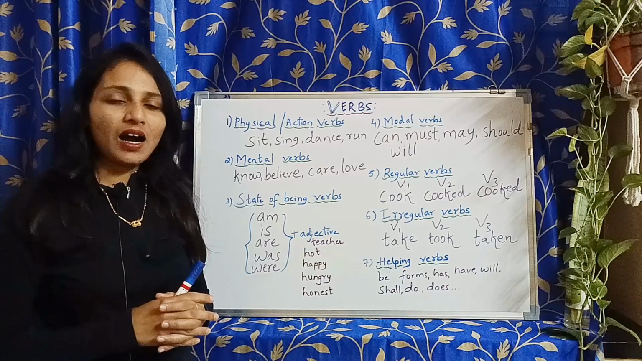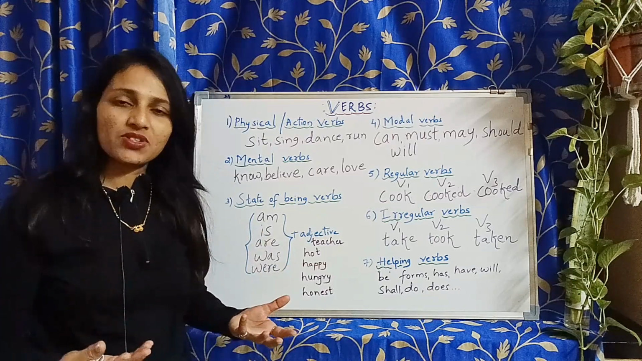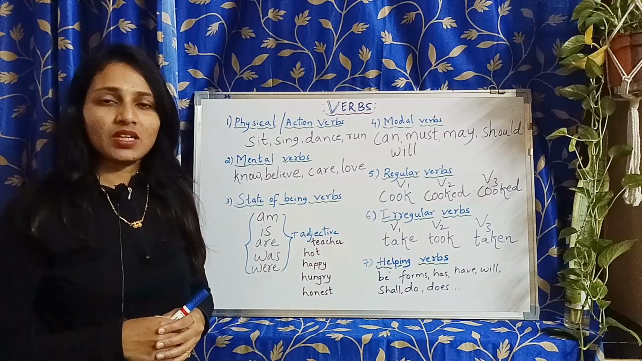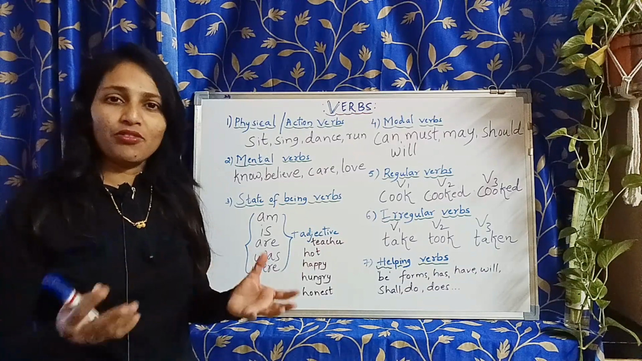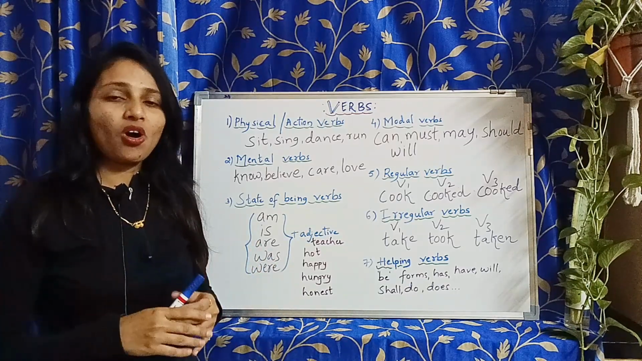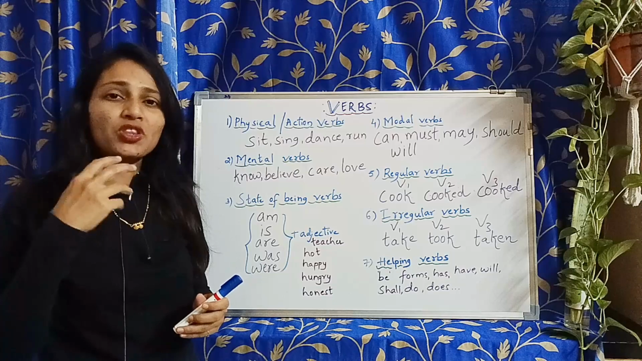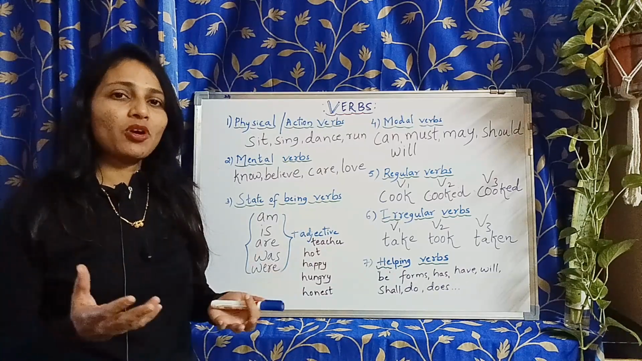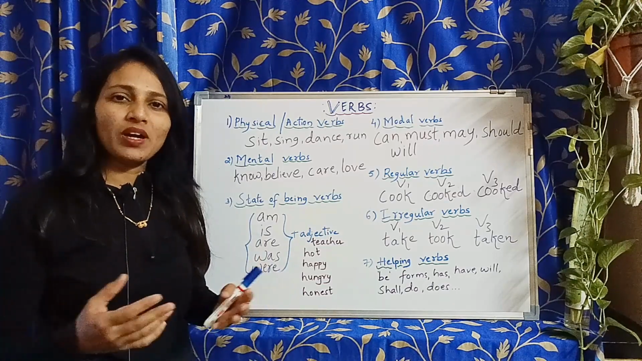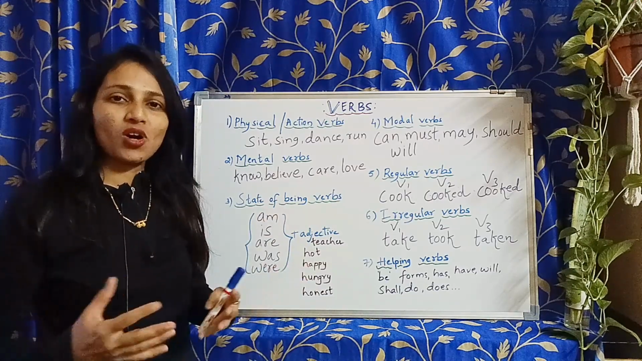Coming up with the next one, mental verbs. Mental verbs are more of opinions, your feelings, your emotions. For example, believe, understand, love, care, know. Such emotions or concepts that you have in your mind or something that comes with your senses, they all can be called mental verbs. I know you pretty well. I believe in this story. I understand this concept.